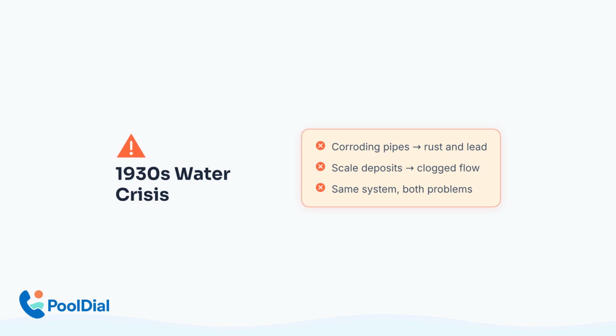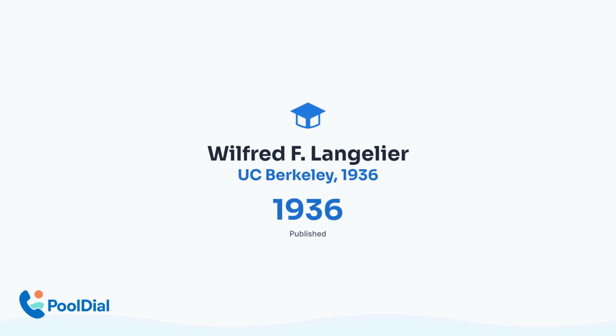Their cast iron pipes were either corroding from the inside, releasing rust and lead, or clogging with calcium scale. Sometimes both problems existed in the same system. Enter Wilfred Langelier, a sanitary engineering professor at UC Berkeley. He was not a pool guy. He studied municipal water treatment. But his 1936 paper would become the most important formula in pool water management.